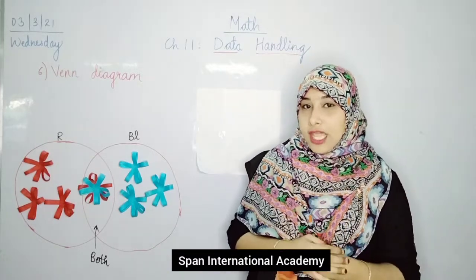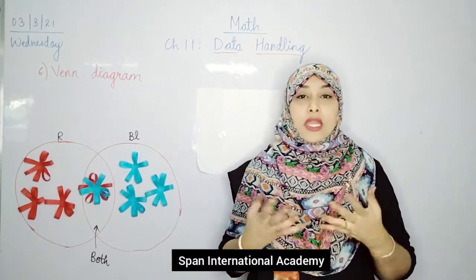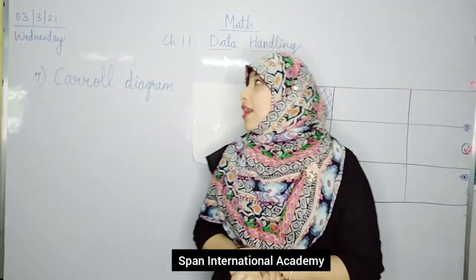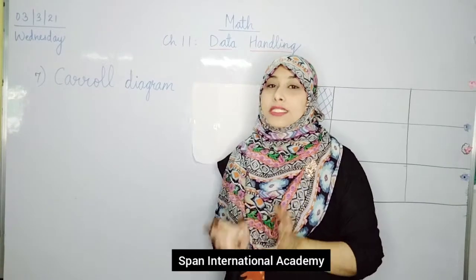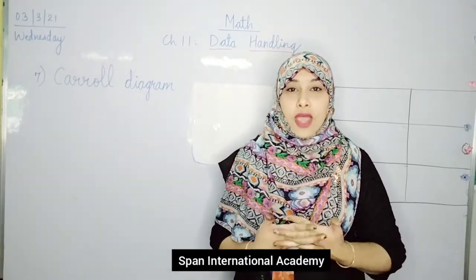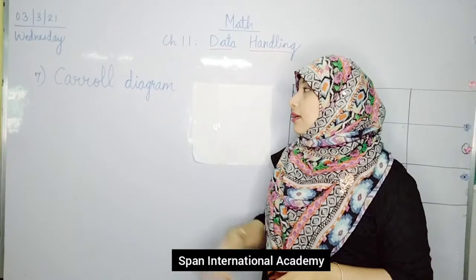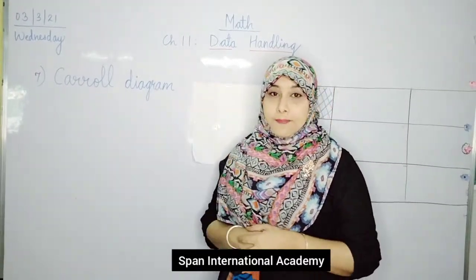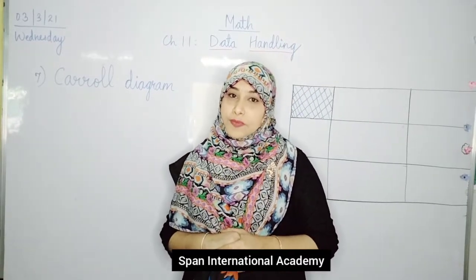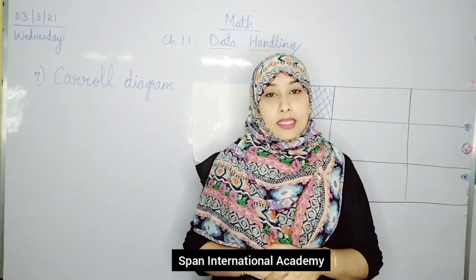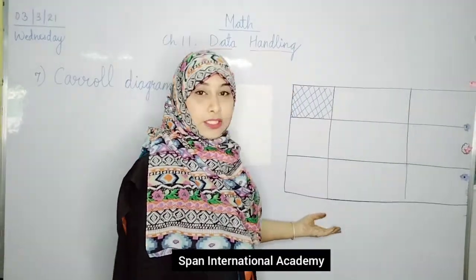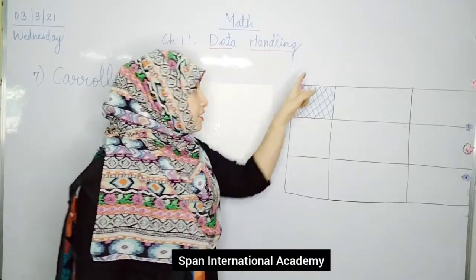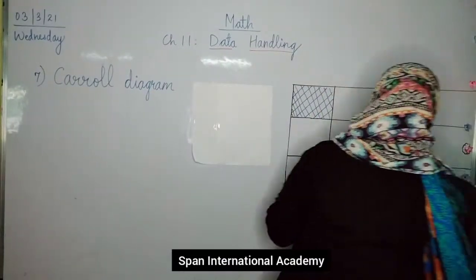Let us move ahead today and see one new topic and one new method of handling data. So now I have come up with the last method in our chapter of handling data. That is a Carroll diagram. Please repeat after me. Carroll diagram. Now what is a Carroll diagram? A Carroll diagram is nothing but a table. It is a table, but not a basic table. It is called a two-way table.